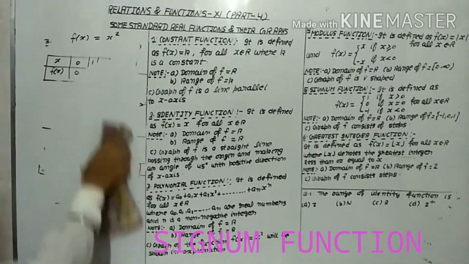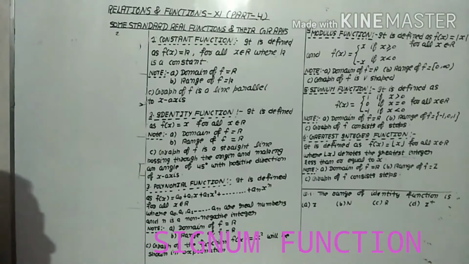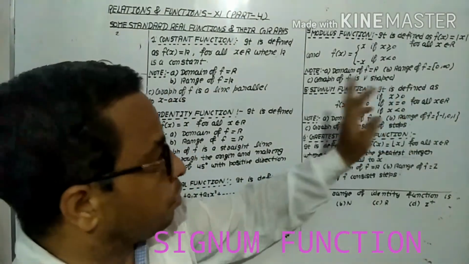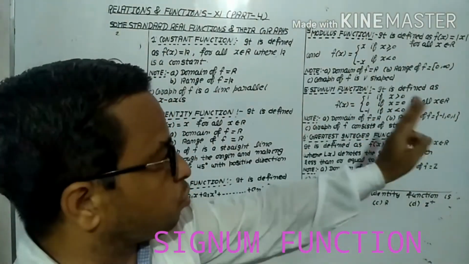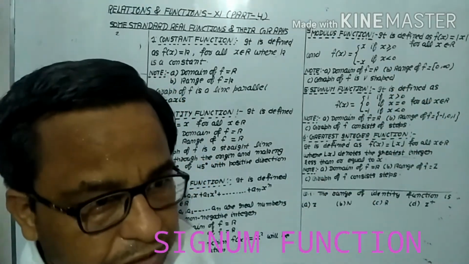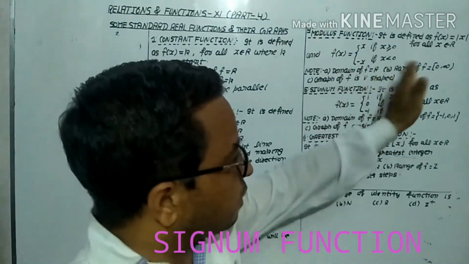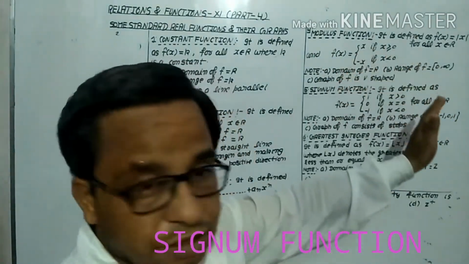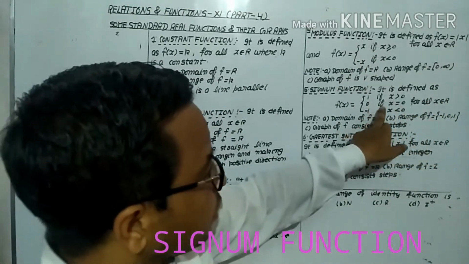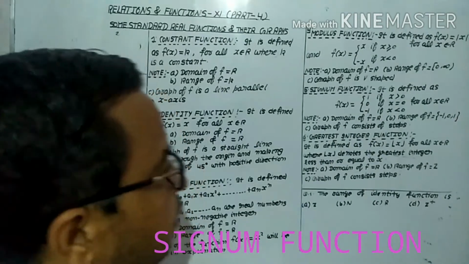It is defined in such a way that f(x) equals 1 if x is greater than 0, 0 if x is equal to 0, and minus 1 if x is less than 0. It means for x less than 0, it will work as a constant function. For x greater than 0, it will again work as a constant function, and at x equal to 0, it will remain 0 only. So this is the quality of the signum function.